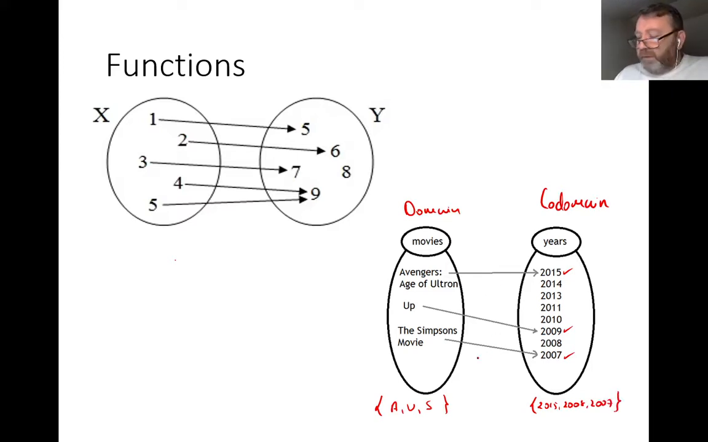Now, quick question. How would I describe the function that links the movies to the years? What link in terms of words would I put between the two? Well, I could simply say the function that links my domain to my range here is the function that links the movie to the year it was made. So Avengers, the function you could say was made in the year. So Avengers was made in the year 2015. Up was made in the year 2009. The Simpsons movie was made in the year 2007. Okay, so that's how we work out our domain, our function, our range, and our codomain.